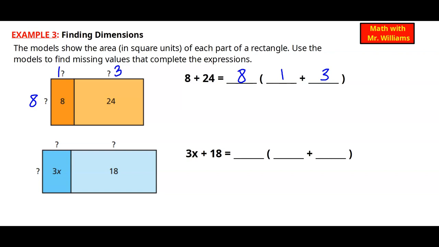All right, for the next one, we have 3x plus 18. Let's just go ahead and show it as a factor tree here. So we have a 3. It can be factored into 1 times 3.